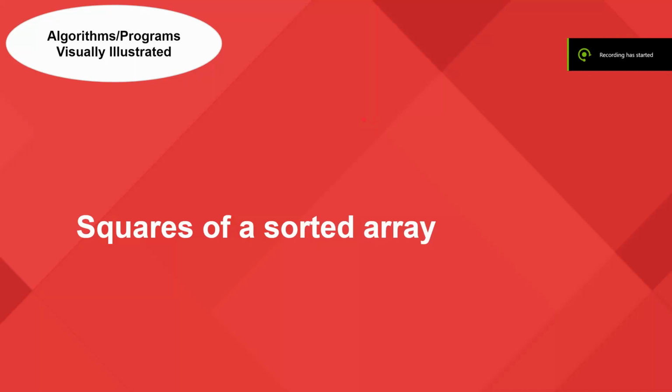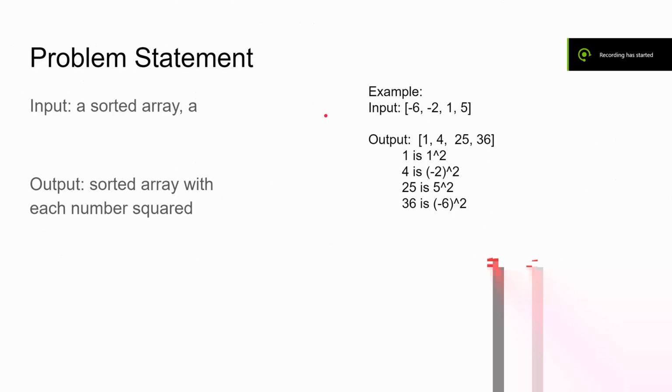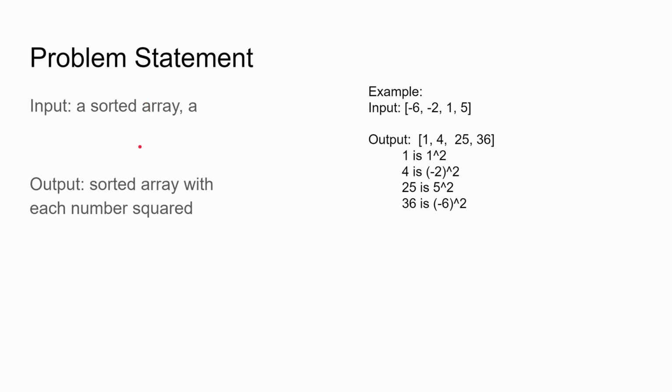In this video, I'll try to find the square of a sorted array. Problem statement. The input is a sorted array, A, and the output is a sorted array with each number squared. Example, when the input is -6, -2, 1, 5, the output is 1, 4, 25, 36.